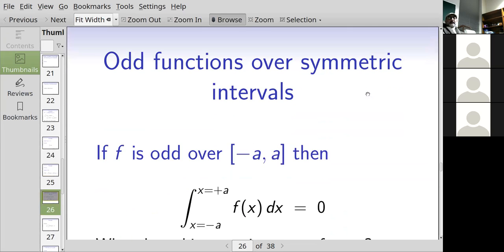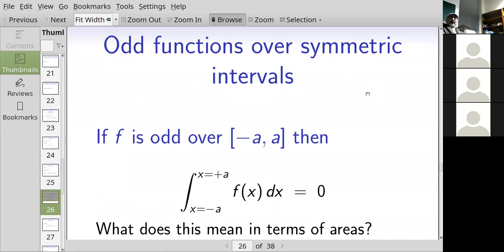Okay. Another rule: odd functions over symmetric intervals. And what's an odd function again? It's a function such that f of minus x is equal to minus f of x. So a function like x or x cubed is an odd function. Sine of x is an odd function. So what's an odd function? An odd function is a function such that f of minus x equals minus f of x.